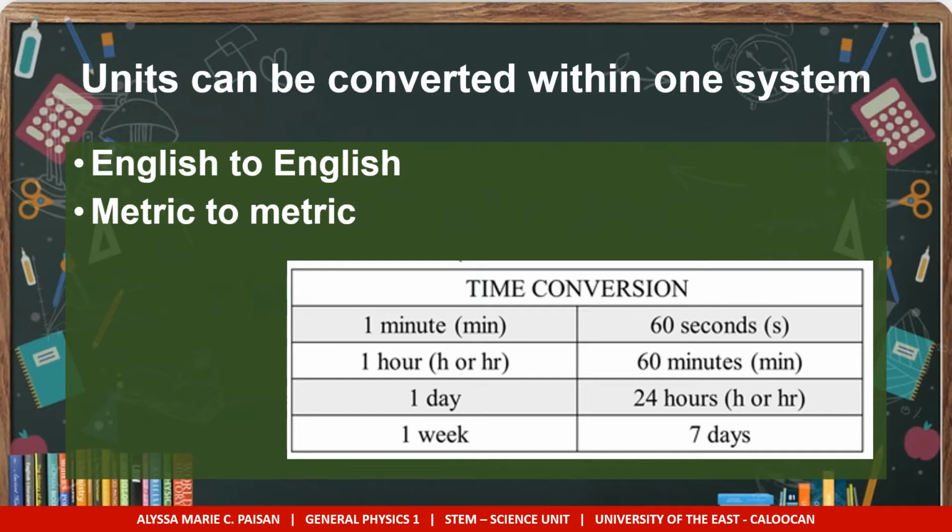1 minute is equal to 60 seconds. 1 hour is equal to 60 minutes, which means that 1 hour is equal to 3,600 seconds. 1 day is equal to 24 hours, and 1 week is equal to 7 days. Those are the most common conversion factors for time.